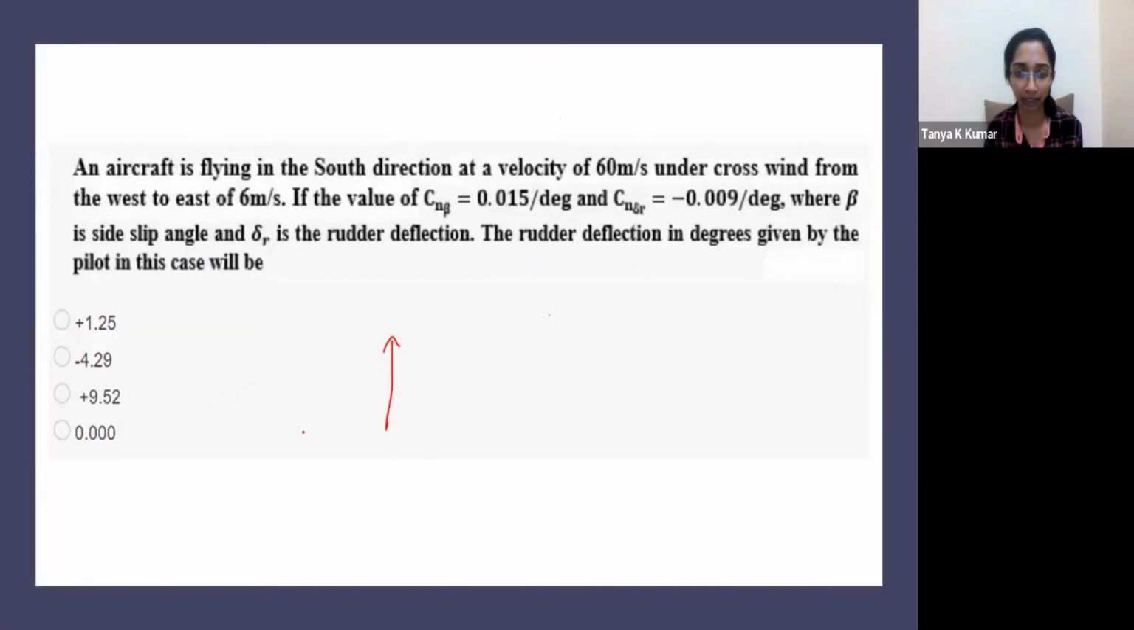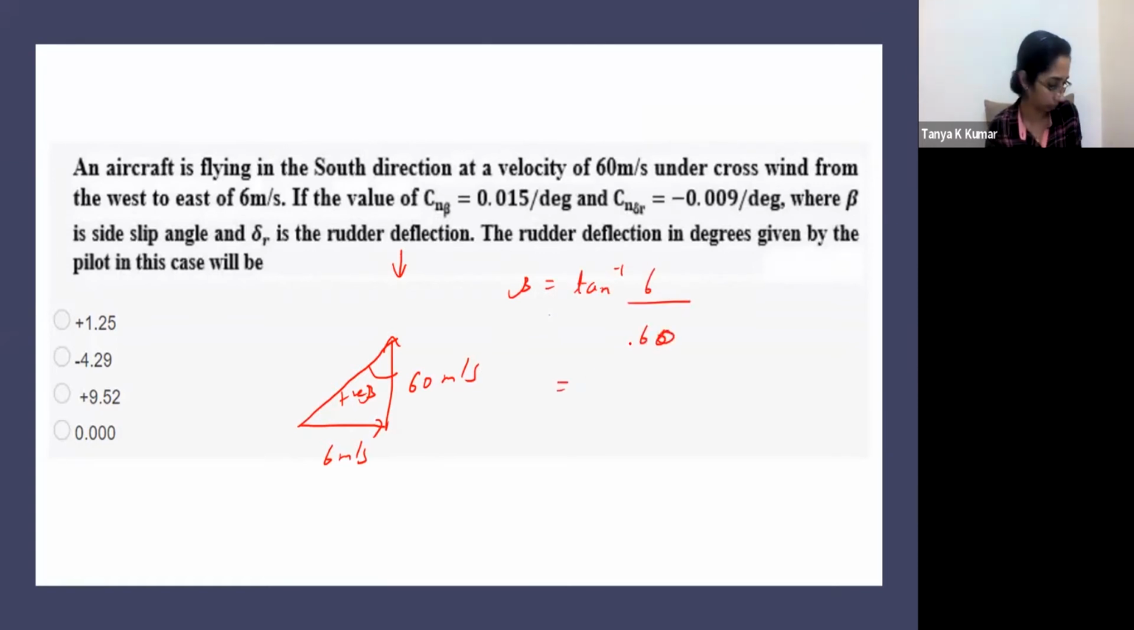So we were doing a similar case here. The aircraft is traveling in the south direction, so your velocity is in this direction, given as 60 meters per second. And it is subject to a crosswind similar to the previous case, west to east, which is 6 meters per second. So now how do you calculate beta? This is again positive beta. So beta is tan inverse of the crosswind by 60. What would the value be? Tan inverse of 6 by 60, 5.7.